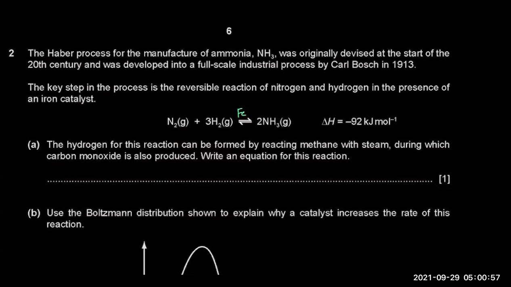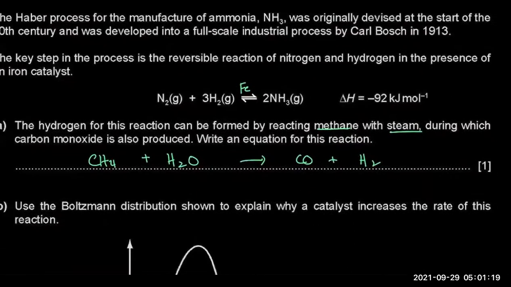They've told us what is happening. They said that we react methane with steam. We react methane with steam to form what? Carbon monoxide and hydrogen gas. They told us that in the question, right? So then we have to balance this equation, guys. H2 will just be 3, right?